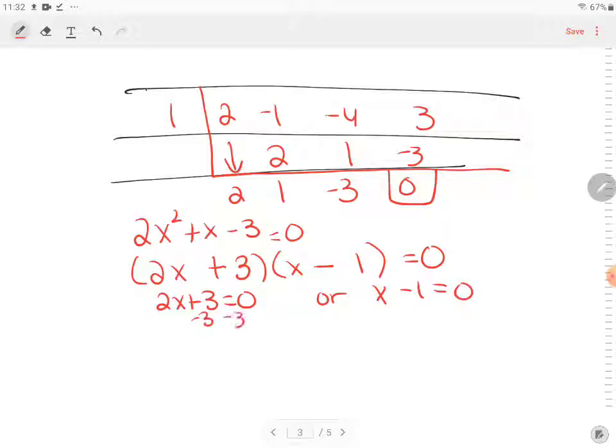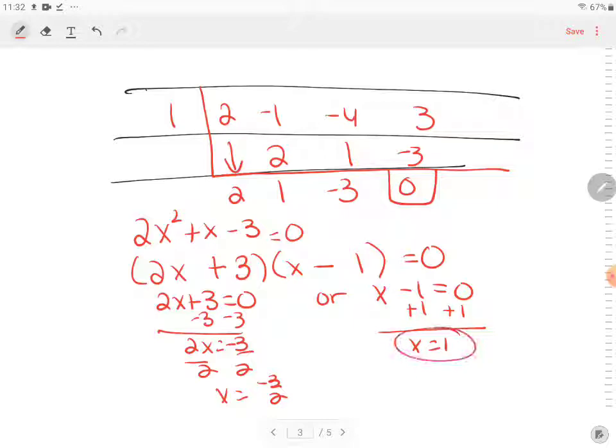Subtract your 3. 2x equals negative 3. Divide by 2. X equals negative 3 over 2. Add 1. You get x equals 1. Now, originally, this was an x to the 4th. I should have 4 answers.